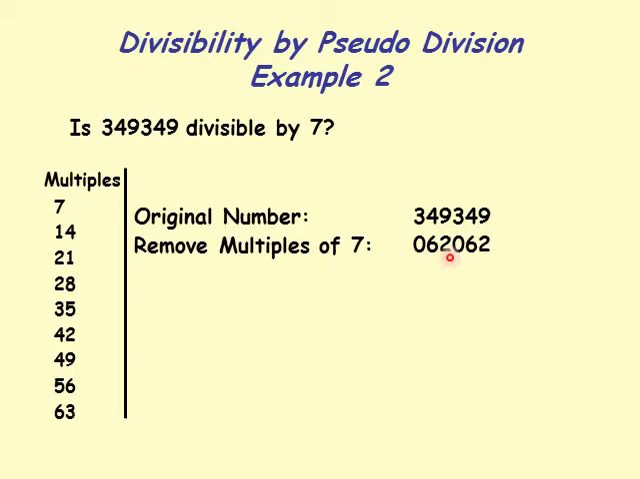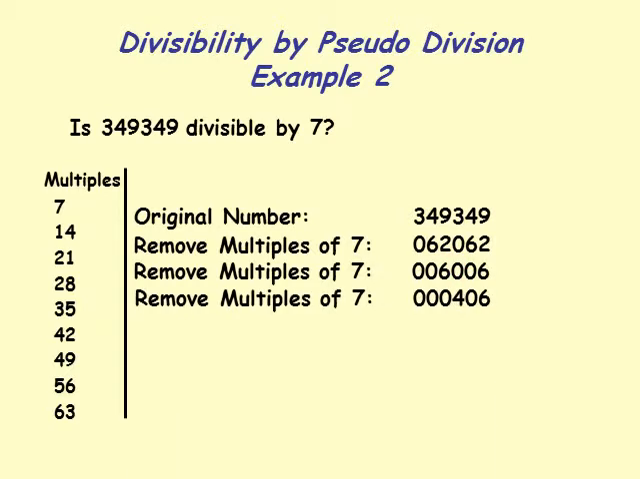From 9, I take 7 away, that's 2. Then we remove multiples of 7 again. From 62, I take away 56, leaving a 0, 6. Now we'll take away something from 60 here. From this 60, I take away 56, so it leaves 0, 4. And the 0, 6 is still here.